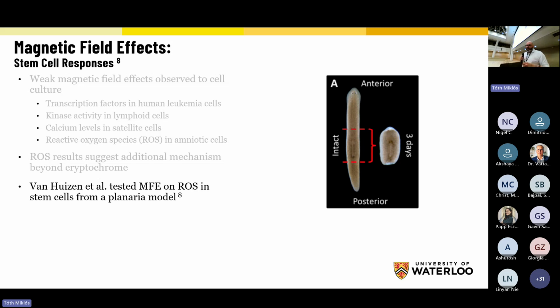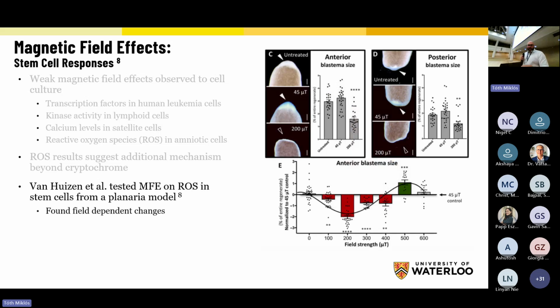regrow sections of the planaria and applied weak magnetic fields during that period of regrowth. And so what they found was, in that anterior growth, when they were cutting off the head, they were looking at the time it took for the head to regrow. Depending on the strength of the magnetic field applied, the time it would take to grow would decrease. So at very weak magnetic fields, it would have no effect. If it got a little stronger, it would have a much shorter period. But then if they increased it even further, it would, again, go back to taking longer.